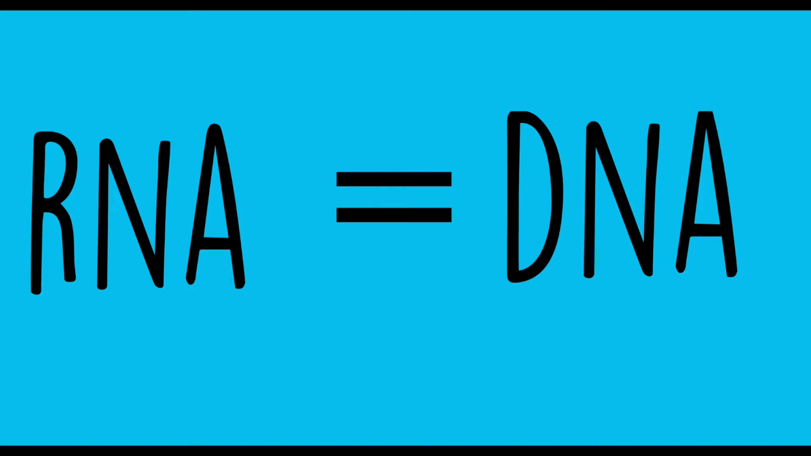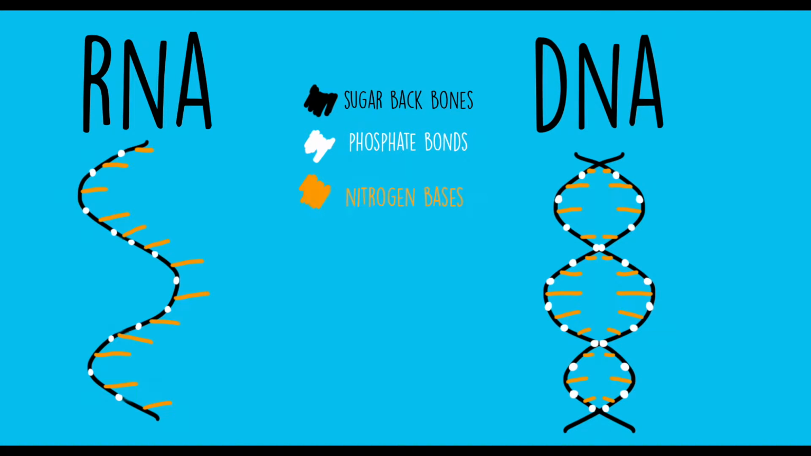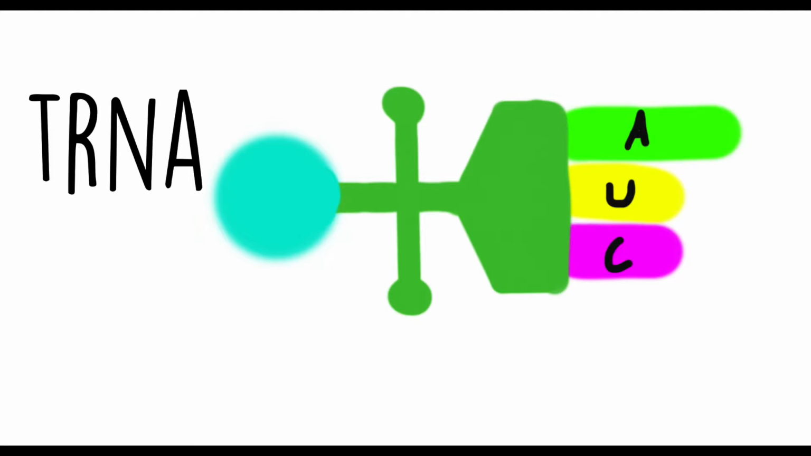RNA is like DNA in the sense that it has a sugar backbone, phosphate bonds, and nitrogen bases. But it only has a single strand and is instead used to transport information and create organelles within the cell. Another difference in RNA is that thymine is replaced with uracil. There are 3 different types of RNA: mRNA, rRNA, and tRNA.